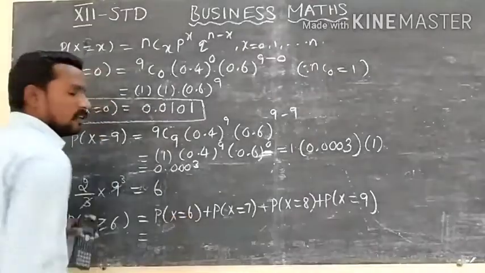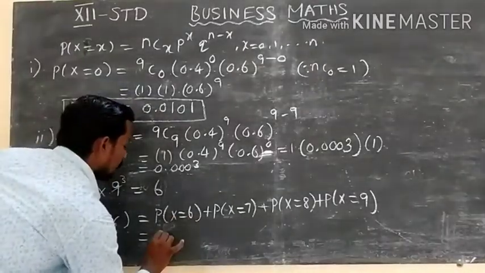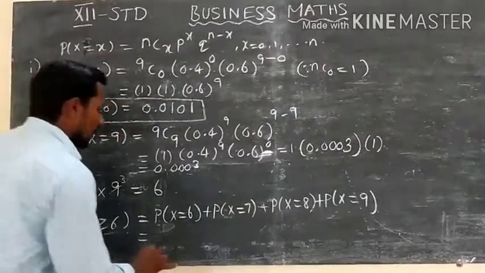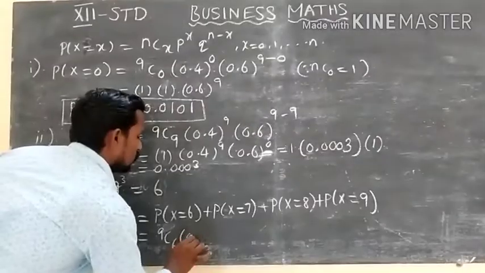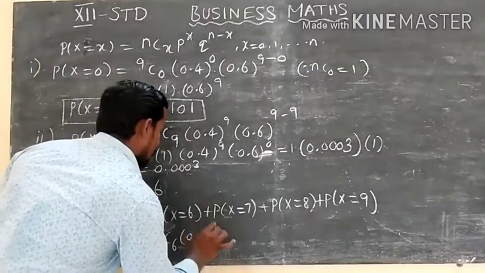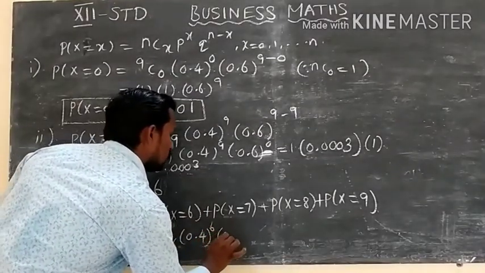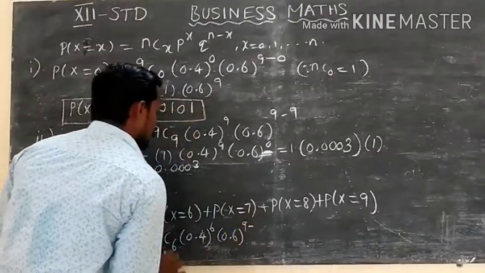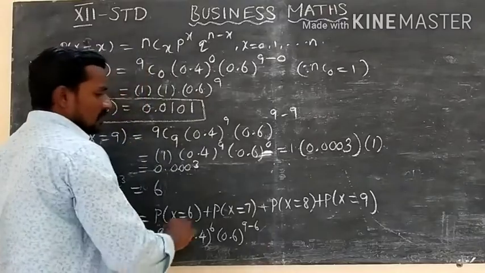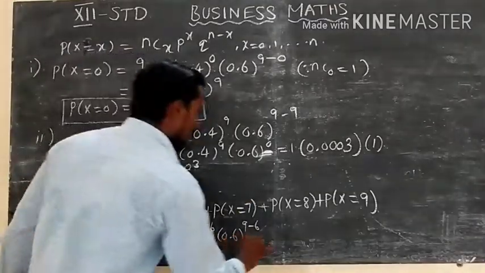So P of x is equal to 6, first you substitute. So nCx, this is our formula. So n is 9, C x is 6, p is equal to 0.4 power x, x is 6. Then 0.6 is q power n minus x. n is 9 minus x is equal to 6. In this slide you substitute remaining 3 values also.